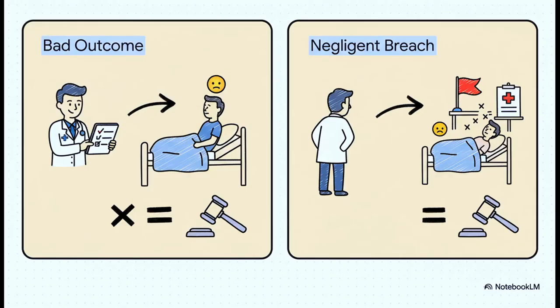Okay, this next point is probably the most critical distinction in all of negligence law. A bad outcome does not automatically mean there was negligence. It just doesn't. Medicine has risks. We all know that. A patient can have a known complication or their disease can progress no matter what we do. Negligence isn't about the result. It's about a deviation from the standard of care, like failing to follow protocol or ignoring obvious red flags.